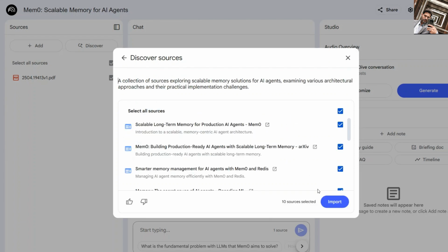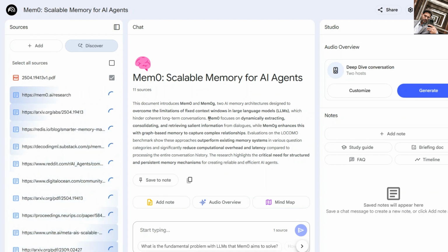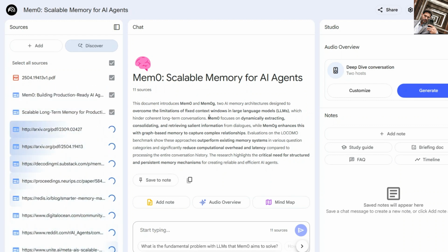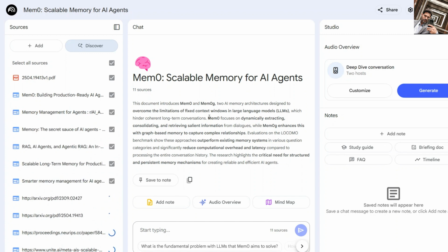Exactly. We've got quite a mix here. Some deep academic papers, like the one on MinAA. Oh yeah, the production-ready agent one. That's it. And another on cognitive architectures for language agents. Plus a Reddit discussion, which is always interesting to see what people are actually struggling with. Right, the practical side. Blog posts, too.